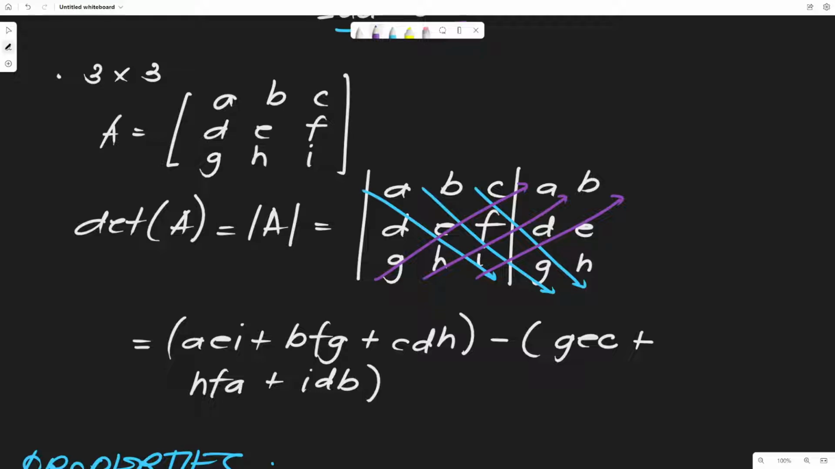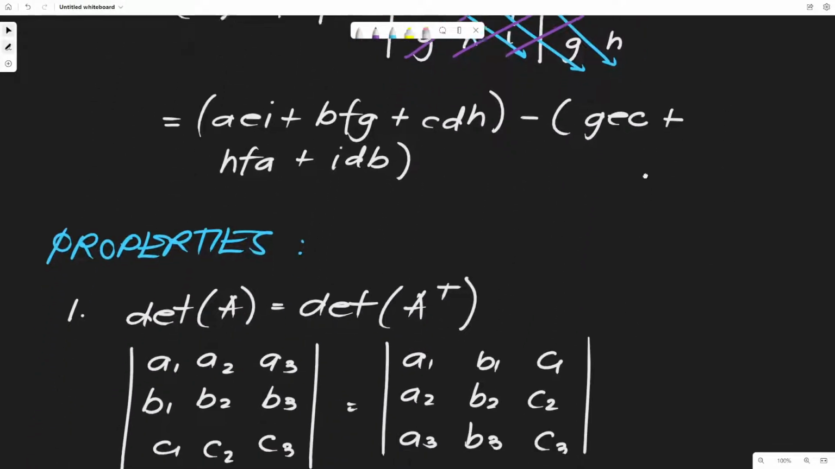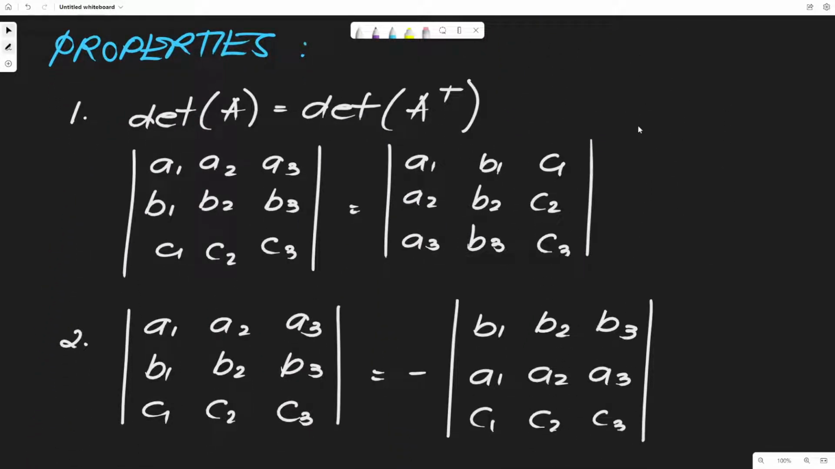So later, for example, I'll show how we get the determinant of a 3 by 3 matrix using other methods. We have two more: the cofactor method and using Gauss elimination. Okay? So that's for 3 by 3. Now, properties of determinants.